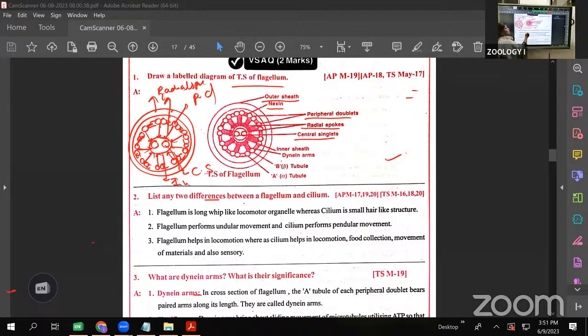Here, the nexin is there only in the doublet. Inside this doublet, one is called the A tubule and another is called the B tubule. Each and every doublet has an A tubule and a B tubule. Any one or two you write here. The smaller one is called the dynein arms. Here, the outer sheath, inner sheath, singlets, peripheral doublets, radial spokes, dynein arms. Like this, you label. For this diagram, 2 marks will be there, with VSAQ.